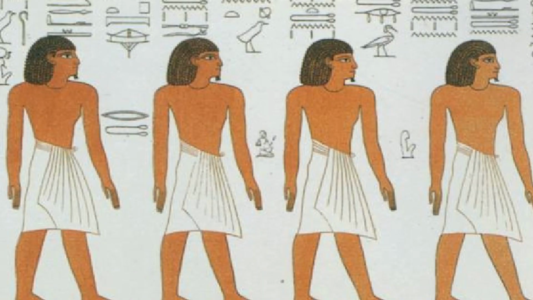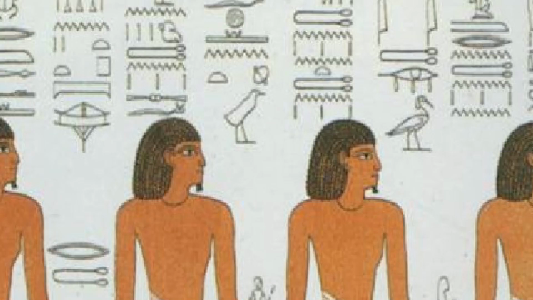This particular set of four are showing northern Hamitic men. As you can see, the Egyptians modeled the northern Hamitic family after themselves. If you notice, they all wear white linen skirts. They all have just a slight beard.